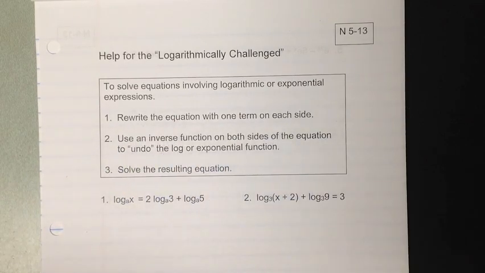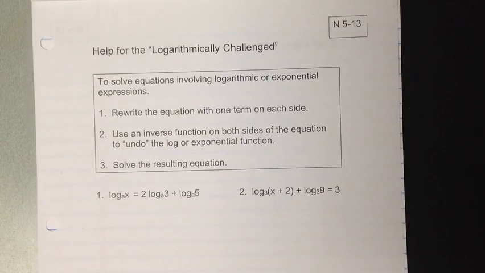Rewrite the equation with one term on each side. Use an inverse function on both sides of the equation to undo the log or exponential function, and then solve the resulting equation. All right, so let's see what we can do with this. We've got 6 examples. That's it.